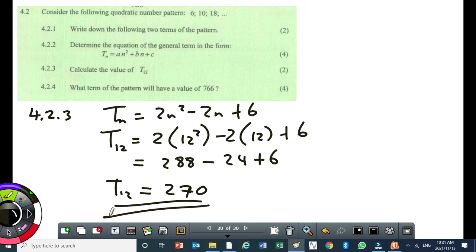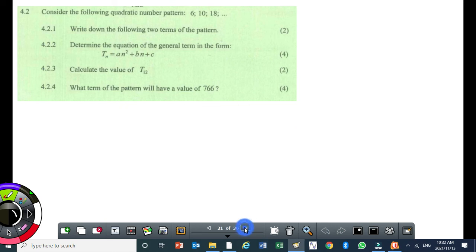Then the next question now says, what term of the pattern has the value of 766? Now, this is more like just solving a quadratic equation. That's why you have to know how to solve quadratic equations because that technique is tested throughout. If you know how to solve quadratic equations, you are going to get lots of marks in the paper.